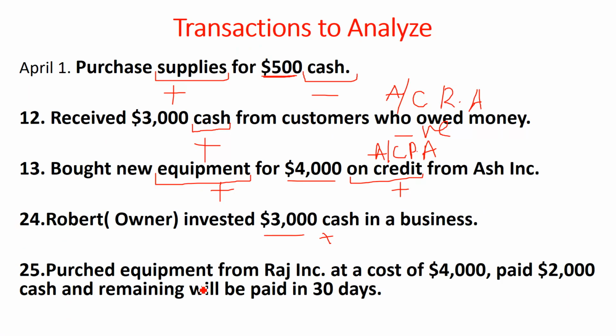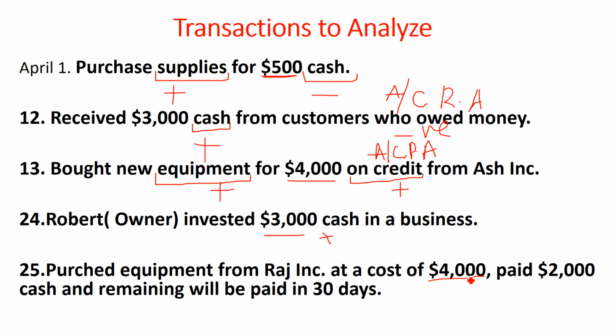See, this is very important. I told you that each transaction affects at least two accounts. In these four, each transaction was affecting two accounts, but in the fifth one, this transaction will affect three accounts. Purchase equipment from Raj Inc. at a cost of 4,000. See, one account is equipment.